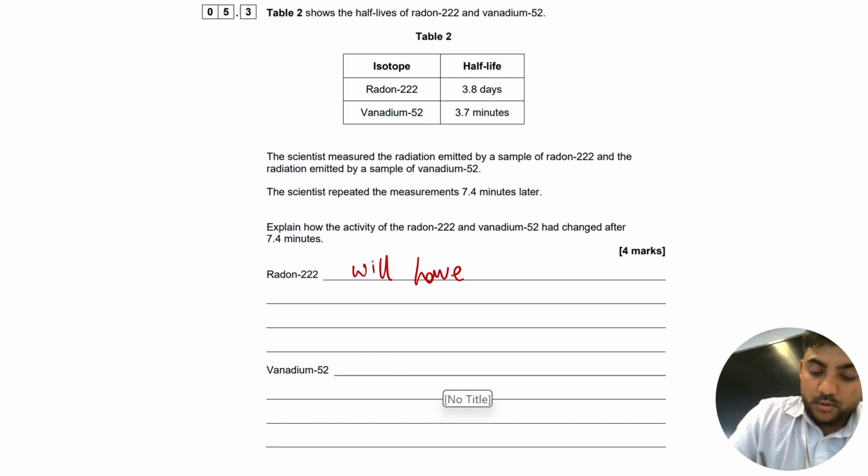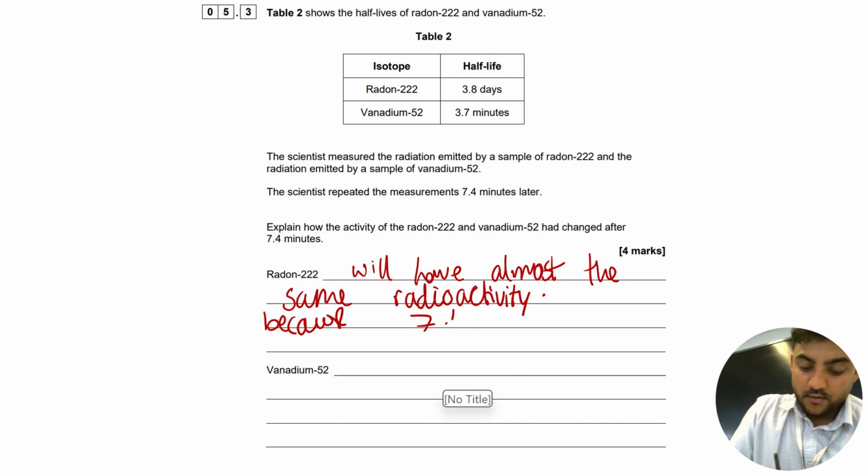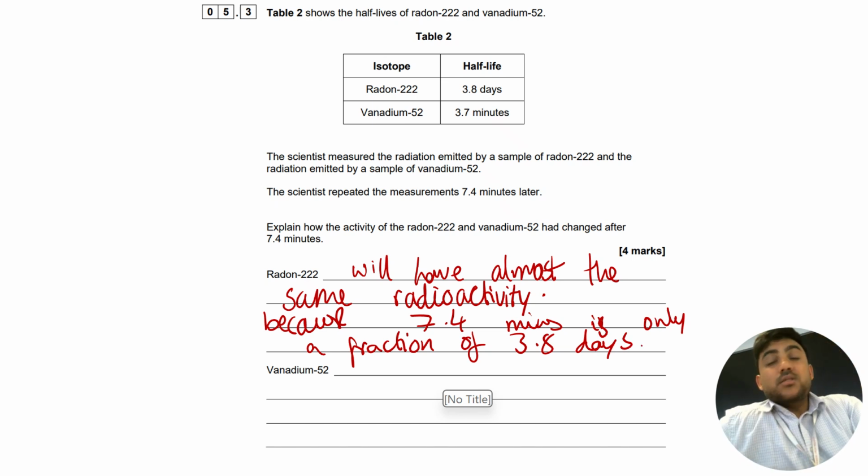We'll have almost the same radioactivity. Why? Because 7.4 minutes is only a fraction of 3.8 days. Which means in 7.4 minutes, not many isotopes will have decayed. It takes 3.8 days for half of the isotopes in the radon-222 to decay.